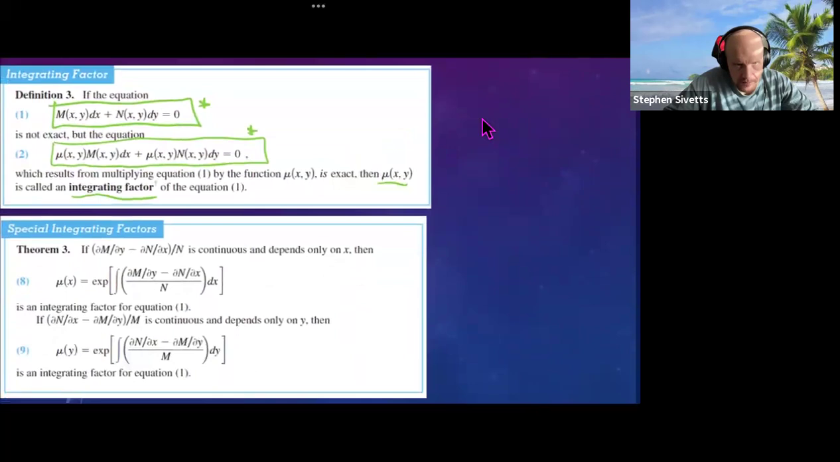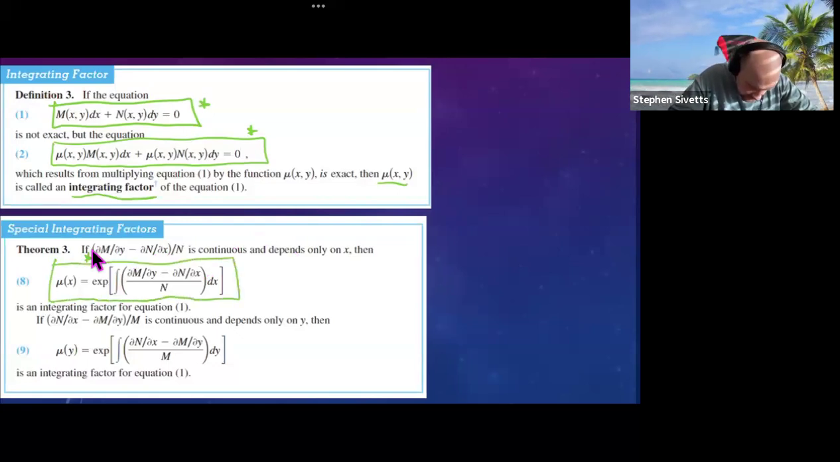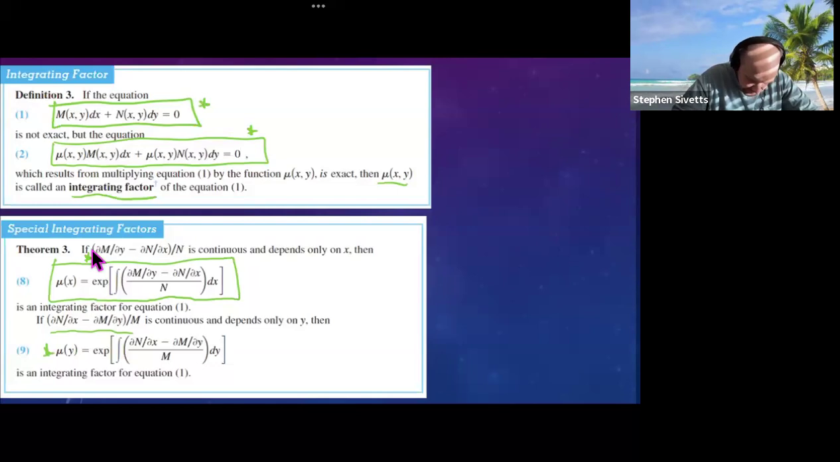So here is how we would solve with special integrating factors, right? And really, it's about just looking at how we would solve an exact differential equation like before, right? So if the partial of m with respect to y minus the partial of n with respect to x, divided by n, is continuous and depends only on x, then we can reduce down the integrating factor like this. Likewise, if the partial of n with respect to x minus the partial of m with respect to y, divided by m, depends only on y, then you can use this integrating factor here, okay?